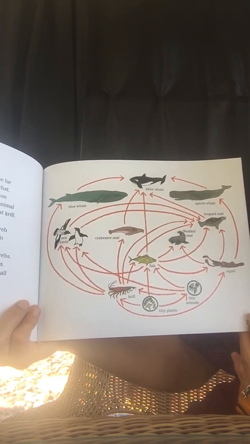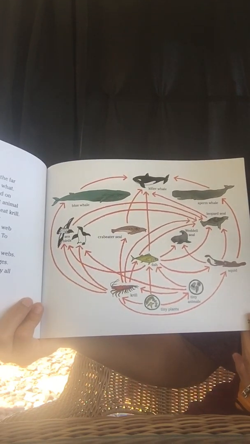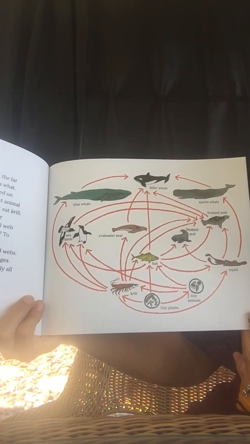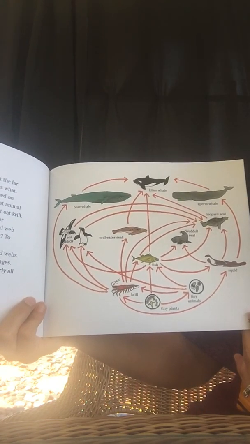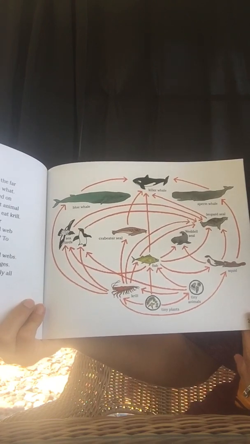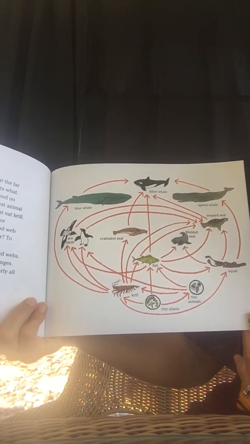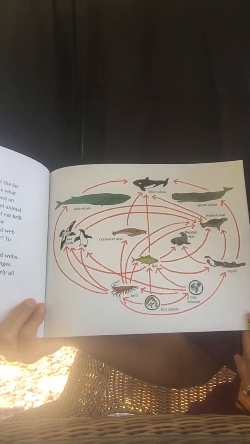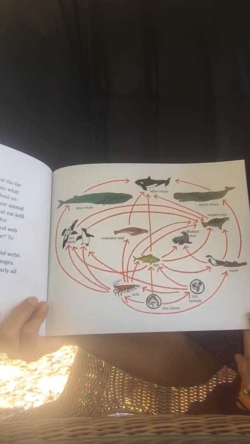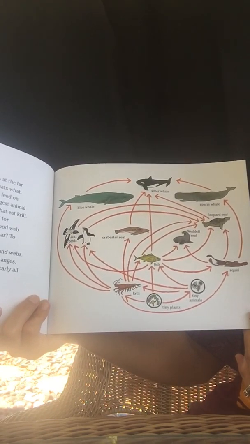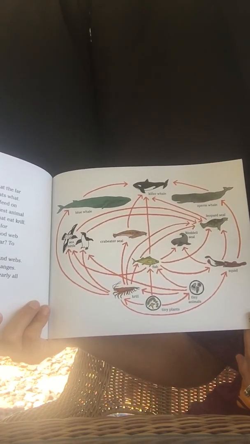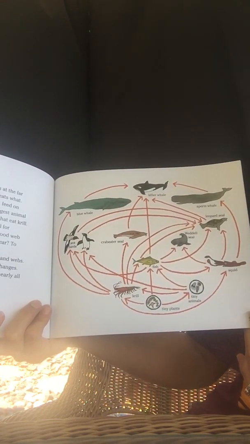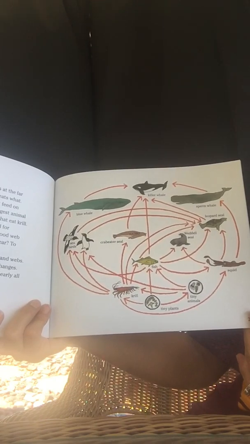Sometimes people talk about catching krill for human food, but what would happen to the food web if fishermen took huge catches of krill each year? To find out, look at the drawing again. Humans often make changes in food chains and webs. Then they find that one change causes other changes.